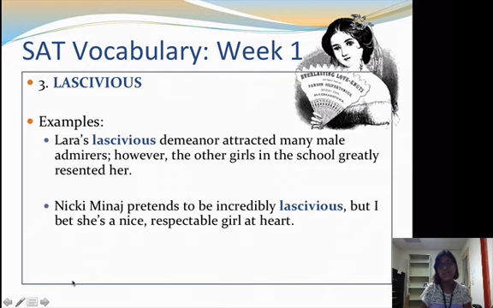This next word is lascivious. Pronounce the word lascivious and take a look at both the picture and the 2 sample sentences. Read the sample sentences and write down your guess for the word lascivious. Copy down that guess. And pause the video if you need to. When you're ready, copy down this definition.